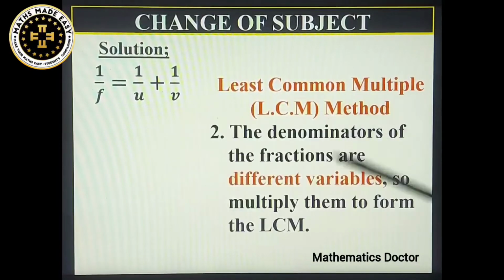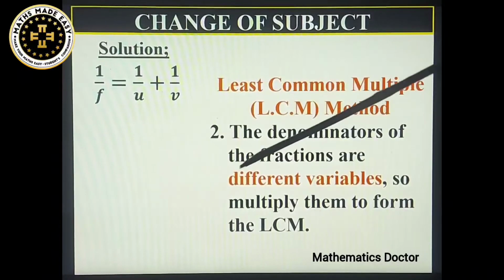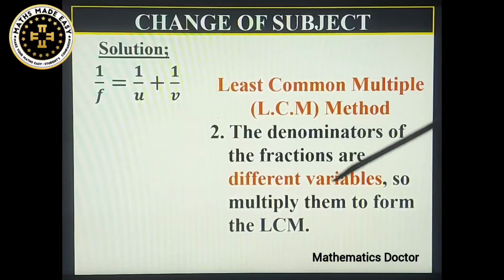Number 2, the denominators of the fractions are different variables. If you check here, you realize that f is different from u and different from v. They are letters or variables which are different. So once they are different variables, multiply them to form the LCM. It means you need to multiply the 3 denominators, which are variables, in order to get a single term to form your LCM.